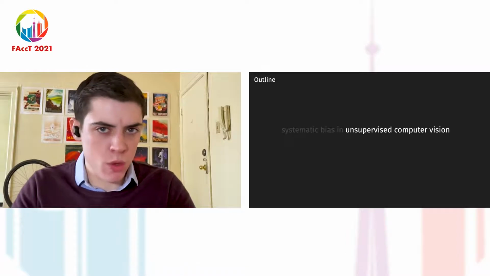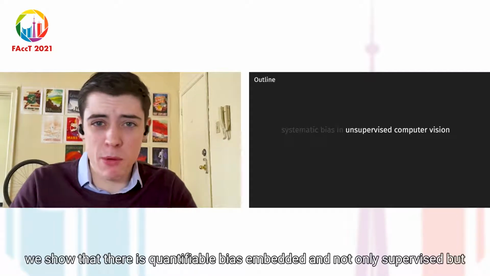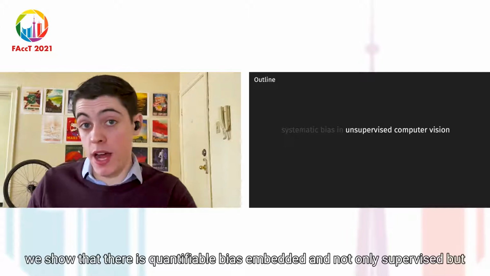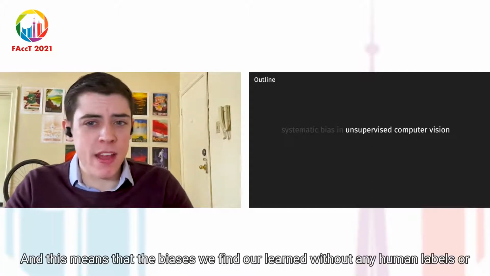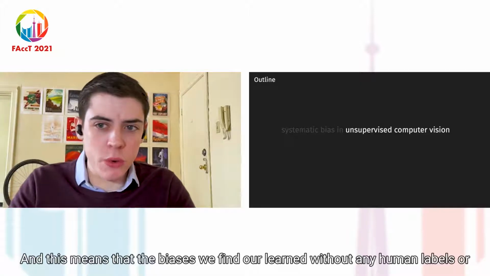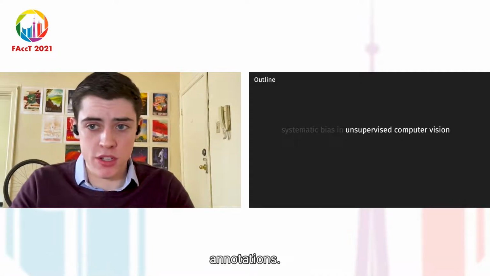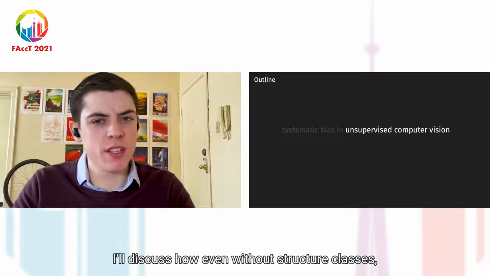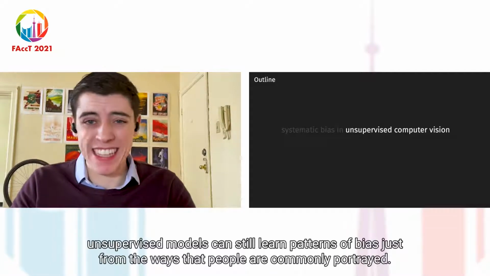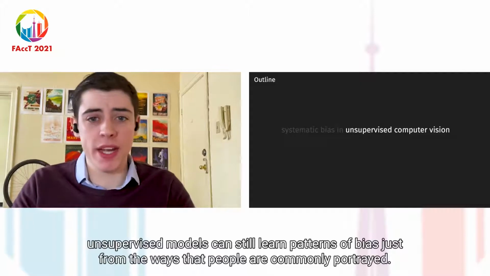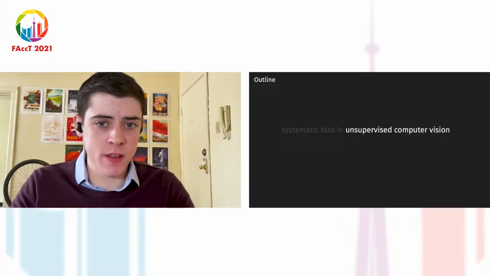In this study, we show that there is quantifiable bias embedded in not only supervised, but also unsupervised computer vision models. And this means that the biases we find are learned without any human labels or annotations. So in this video, I'll discuss how, even without structured classes, unsupervised models can still learn patterns of bias just from the ways that people are commonly portrayed in images.